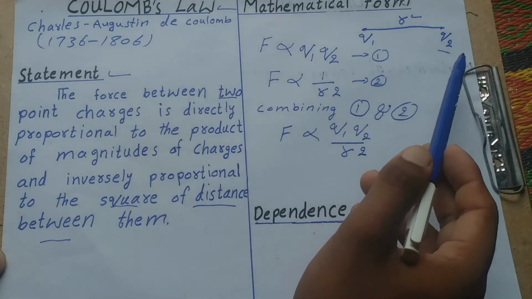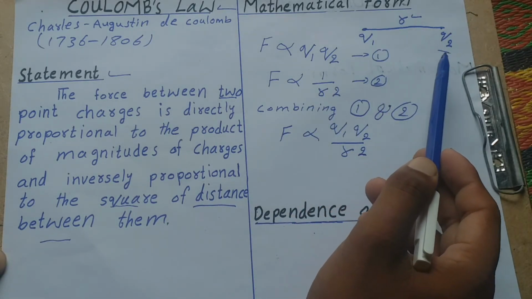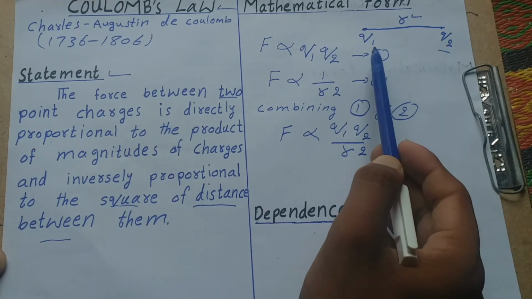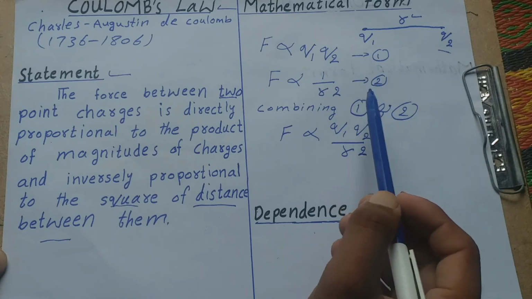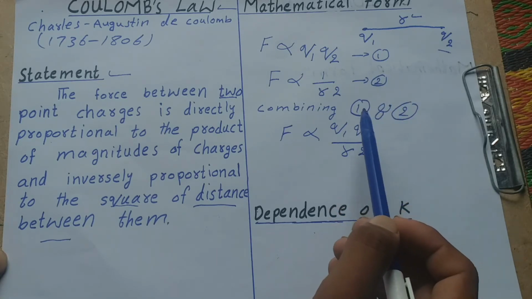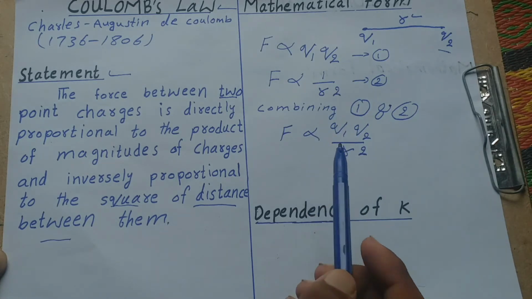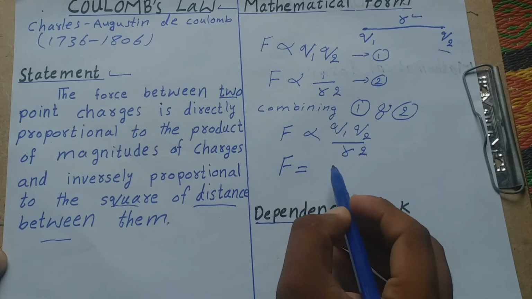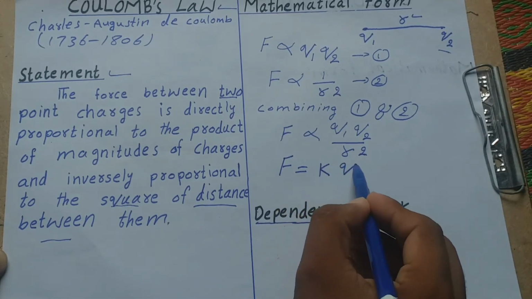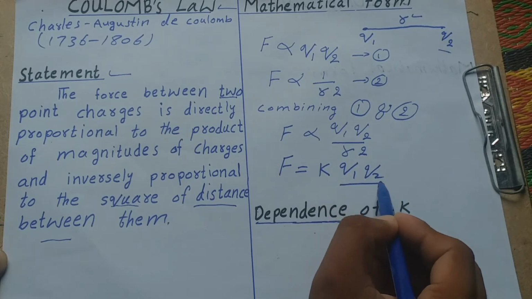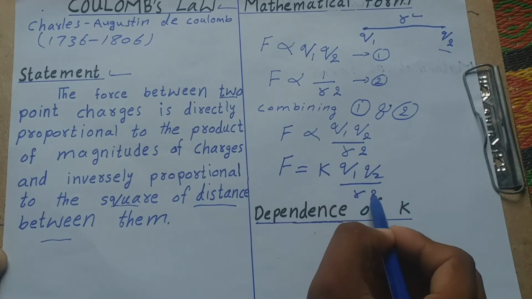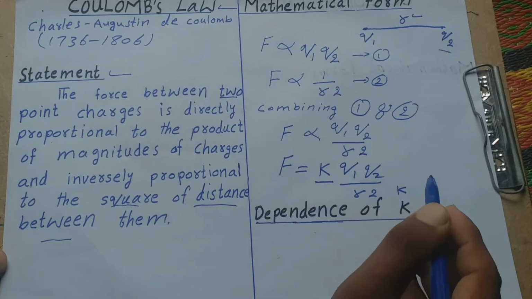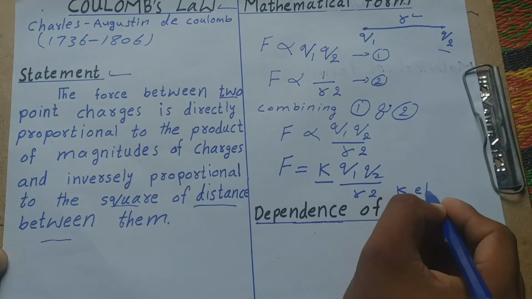First Q1 applies on Q2 and the force is inversely proportional to R, and Q2 again applies attraction or repulsion on Q1, so again the force is inversely proportional to R. Then R multiplied by R is R squared. That is the reason, and F is equal to K Q1 Q2 over R squared. K is a proportionality constant known as the electrostatic constant.